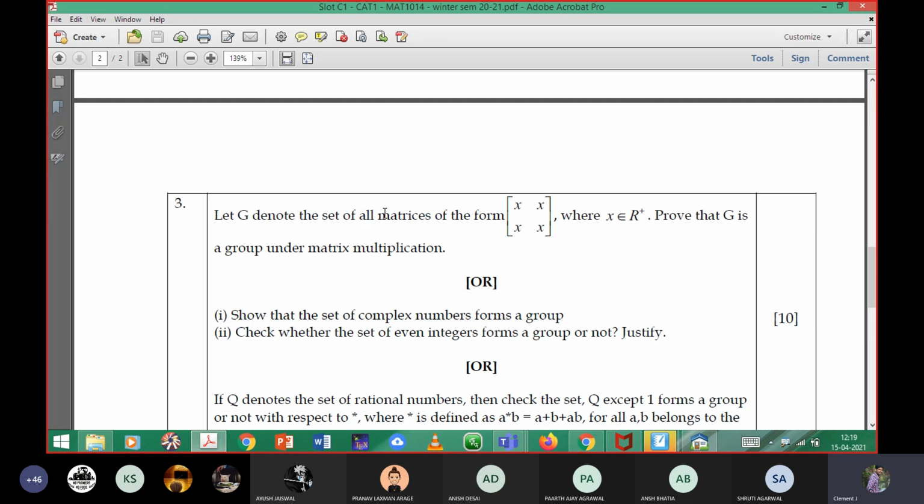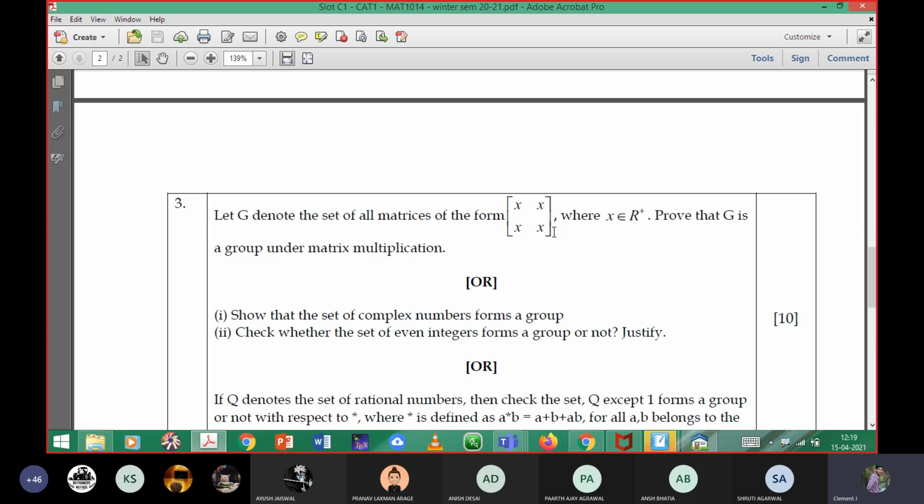See here, in this problem the matrix is given as x x x x. That means all four elements should be the same. For example, if the element x is 4, then all four elements of this matrix are 4 4 4 4. I hope we can understand. If it is 5, then 5 5 5 5. It should not vary like 5 0 0 5.